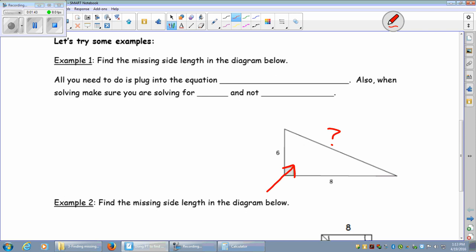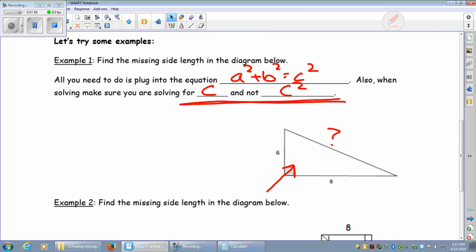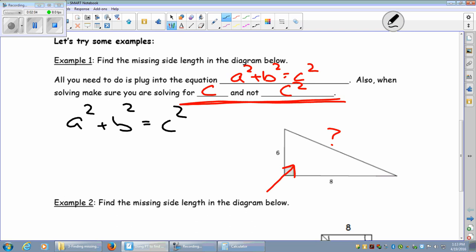All we need to do is plug into our equation that we learned yesterday. A squared plus b squared is equal to c squared. Also, when solving, make sure that you're solving for c and not c squared. I'm going to talk more about this here in a minute. Alright, so like I said, all I'm going to be doing is plugging into this. So let's rewrite it just like we would when we do volume stuff, when we do y is equal to mx plus b, anything like that.